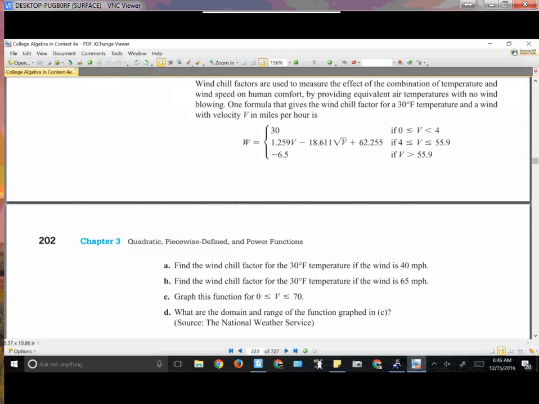So, find the wind chill factor for the 30-degree temperature if the wind is 40 miles per hour. Does this work for our 20 below this morning? And the answer is absolutely not.